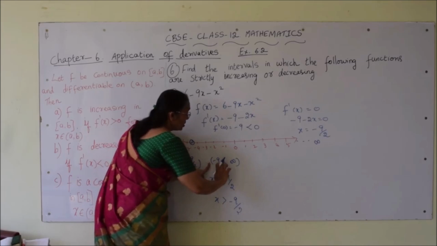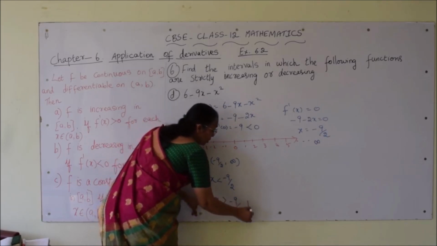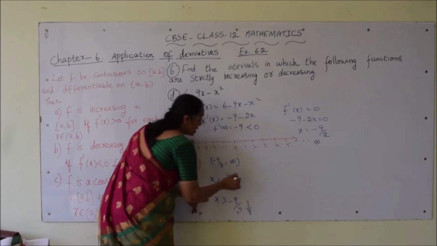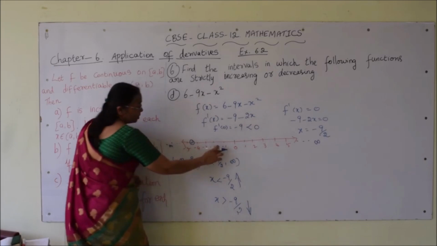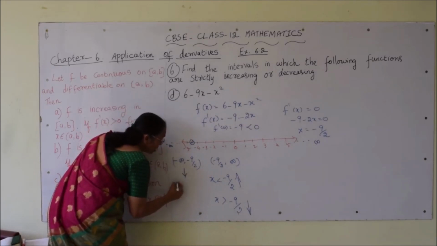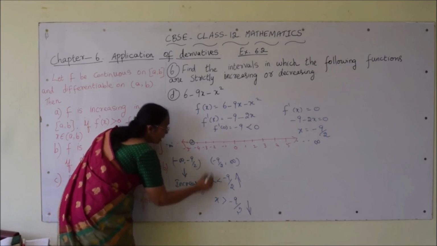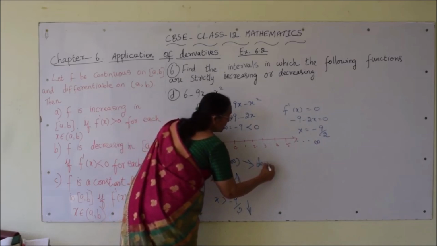So the function is decreasing when x is greater than minus 9 by 2. Decreasing here, so here increasing, or we can say when it is origin it is decreasing. So here, from minus infinity to minus 9 by 2, the function is increasing, and for negative 9 by 2 comma infinity the function is decreasing.